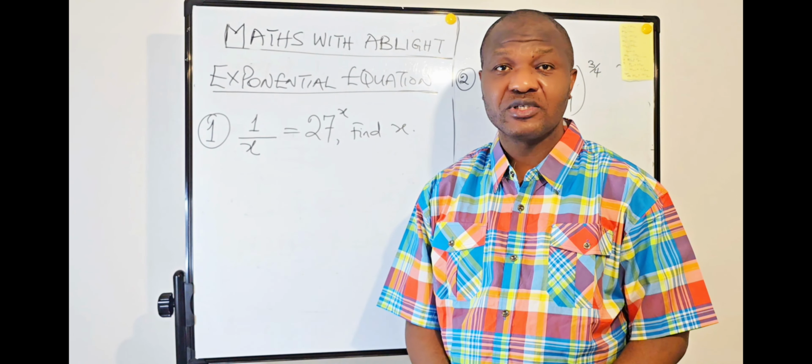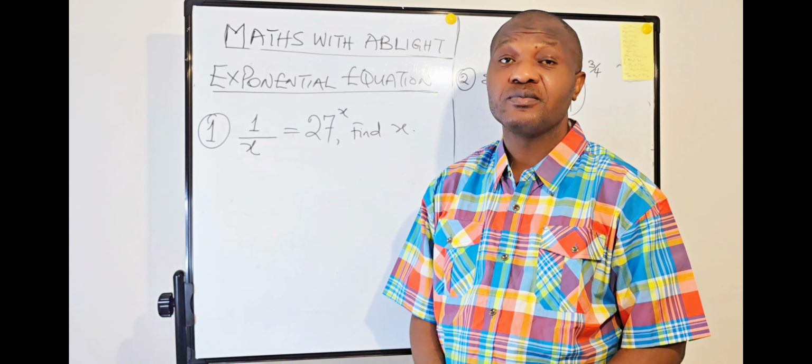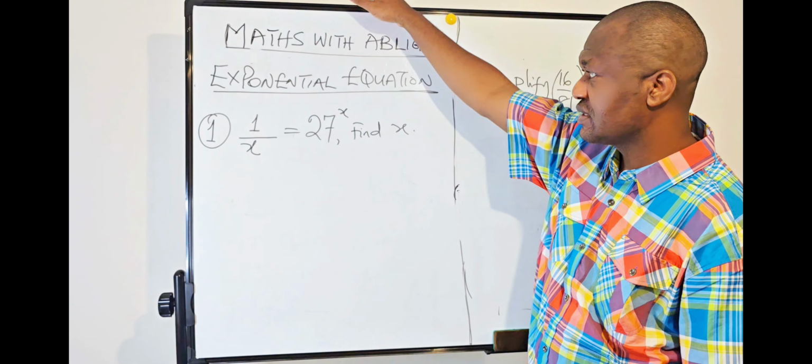We're looking at exponential equation. This is more for those in senior secondary school, SS2, SS3, those preparing for their GCSE exam, those preparing for their SSCE exam, GCE, and all of that. Now you're asked to find x if 1 over x is equal to 27 raised to the power of x.